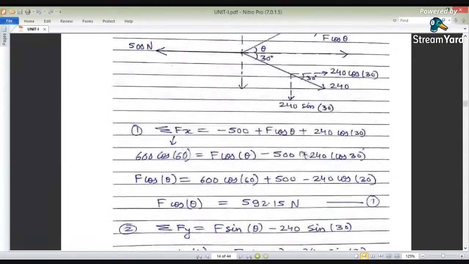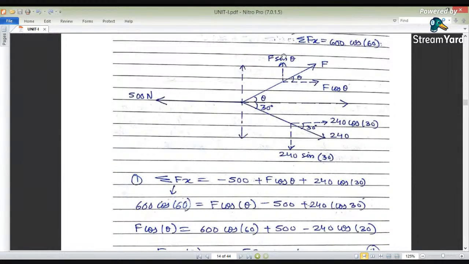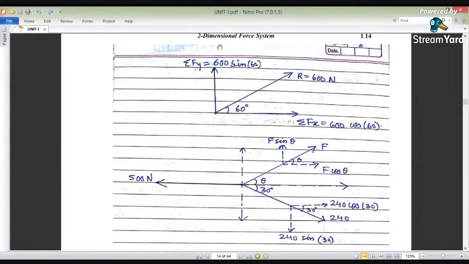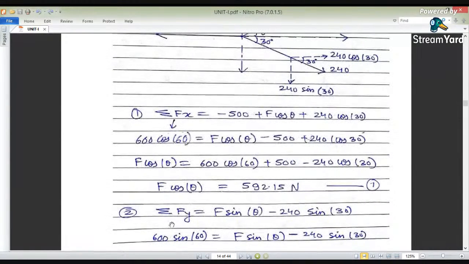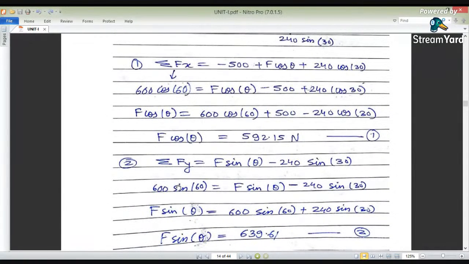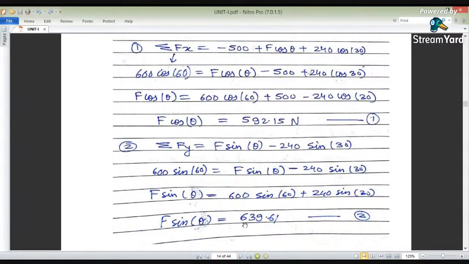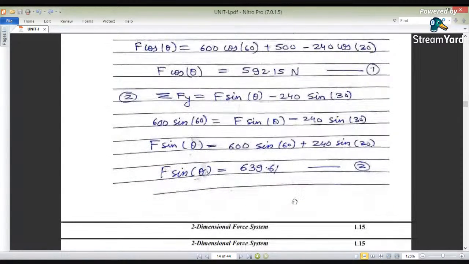Same way, Fy we are resolving along the y directions. So in the y direction, upward is F sin theta and downwards is minus 240 sin 30. What about the third resultant? It has been given as plus. So therefore we will take this as plus 600 sin 60. Here in this case it is plus 600 sin 60, whereas this is nothing but F sin theta minus 240 sin 30. Simple addition and subtraction concept. With the help of addition and subtraction, we have taken this minus 240 to the left side, so it comes to be 600 sin 60 plus 240 sin 30, which is F sin theta, and the value comes to be 639.61.